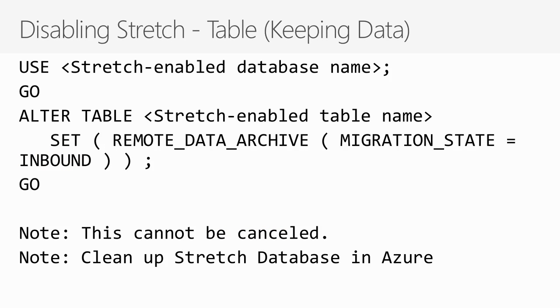So we're actually going to do this. So we're going to disable it. So there's two things you can do when you disable stretch. You can either abandon the data, or you can keep it. If you want to keep the data, you would need to set your migration state to inbound, and that will bring the data back in from Azure. And one thing to note is once you run this, it cannot be canceled. And another thing to note is once you run this, your stretch database is still going to exist in Azure. And so if you're not going to use that, my recommendation is to go out there and delete that.